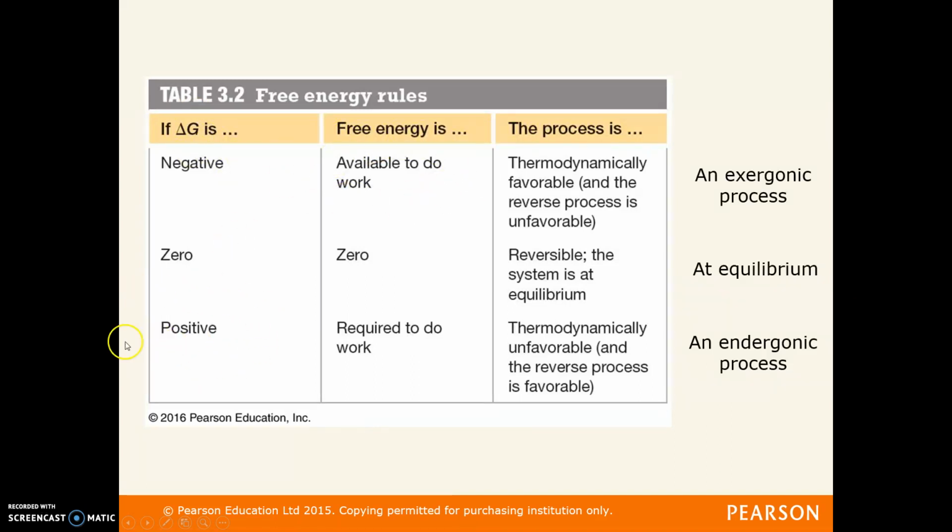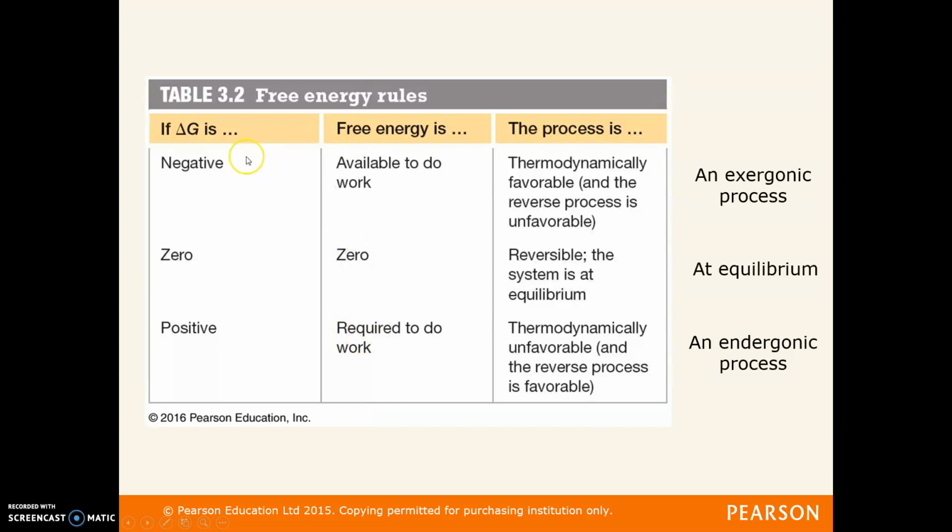Conversely, if we have a positive delta G, it's thermodynamically unfavorable. In fact, the reverse is favorable. And if we have a positive delta G reaction, it means that energy is required for this to occur.